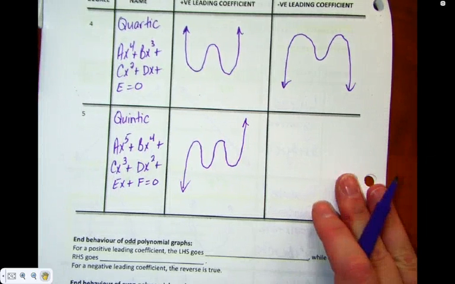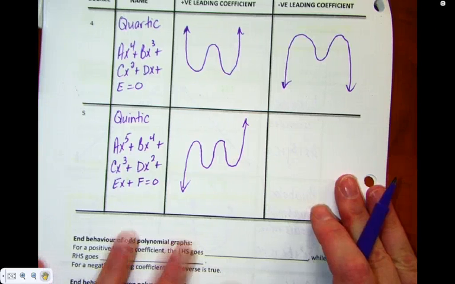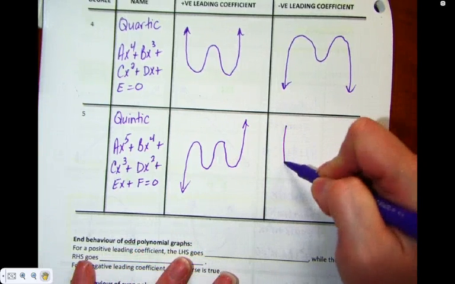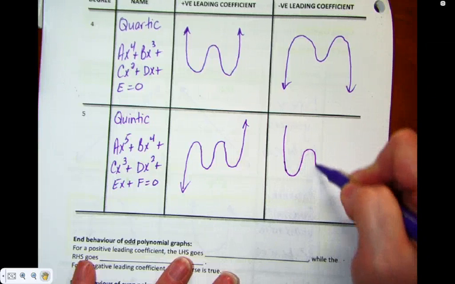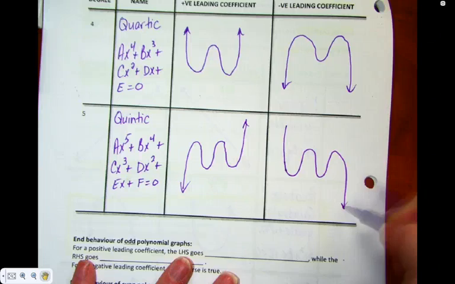What does it look like if the first term is negative? Starts from the top, min, max, min, and down.